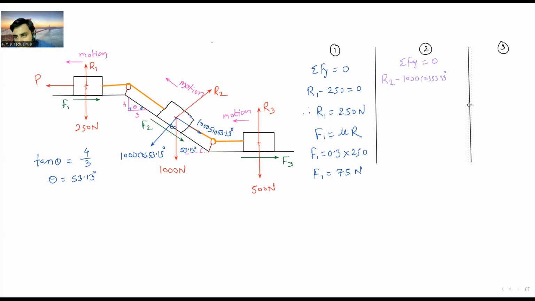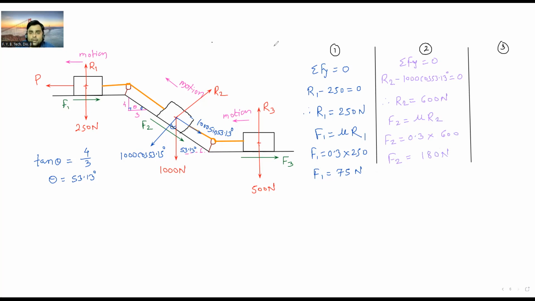Therefore R2 is equal to, what is the value of R2 then? R2 is equal to 600 Newton. F2 is equal to again mu into R2. Okay, here it is R1, here it is now R2. So F2 is equal to 0.3 into 600. So F2 is equal to, what is the value? It is 180 Newton.